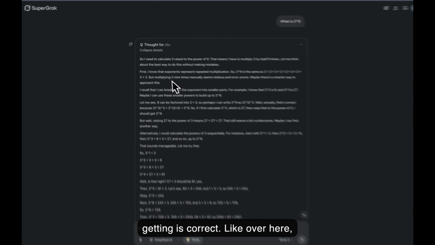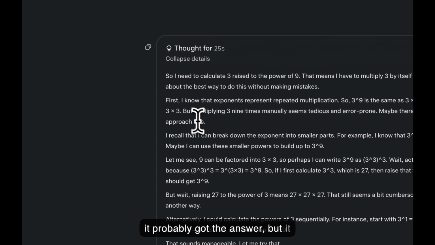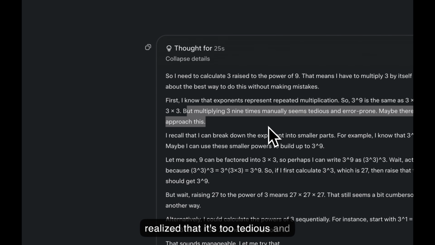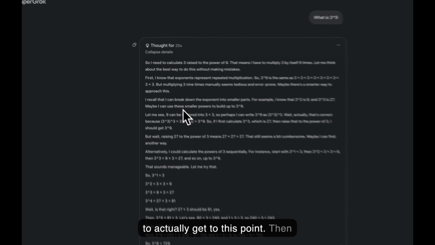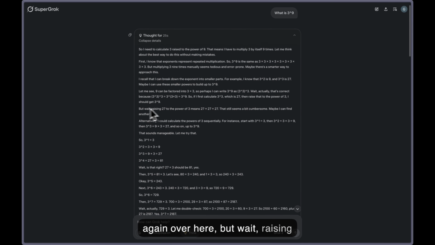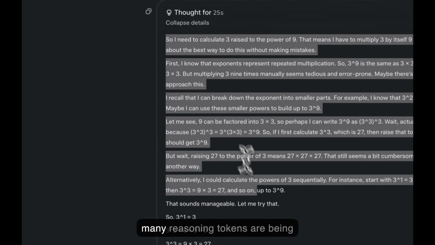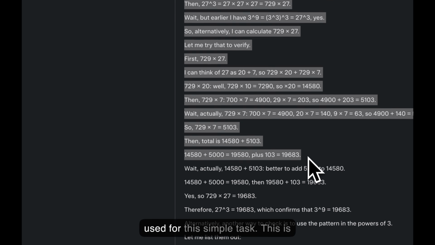Like over here, it probably got the answer, but it realized that it's too tedious and error prone. But it used up tokens to actually get to this point. Then again over here, but wait, raising to the power 3 means 27 into 27. That seems a bit cumbersome. Maybe I can find another way. So many reasoning tokens are being used for this simple task.